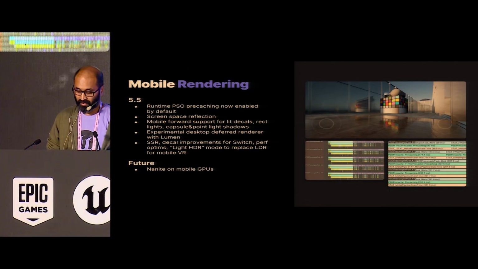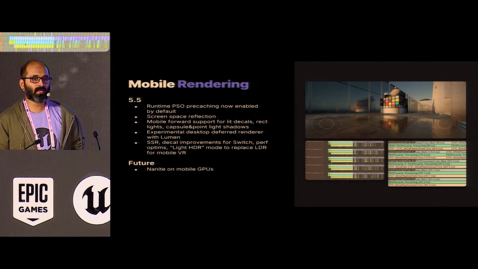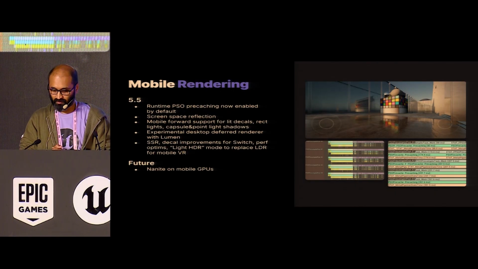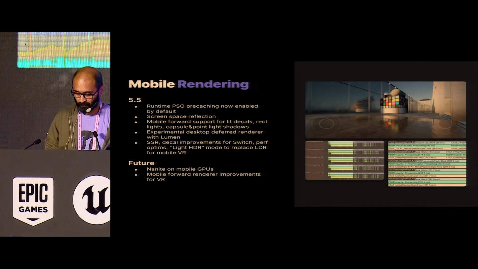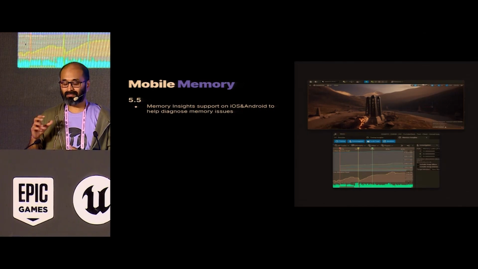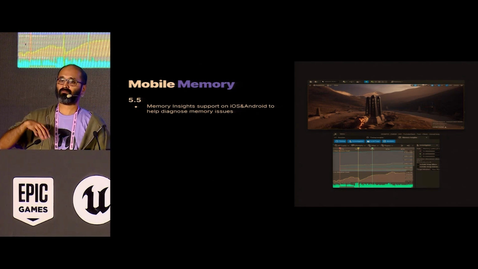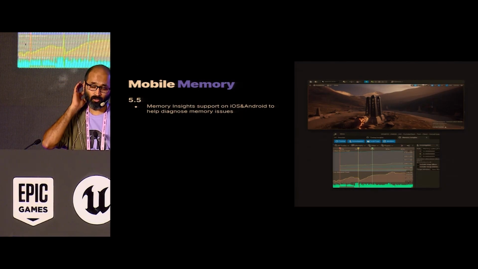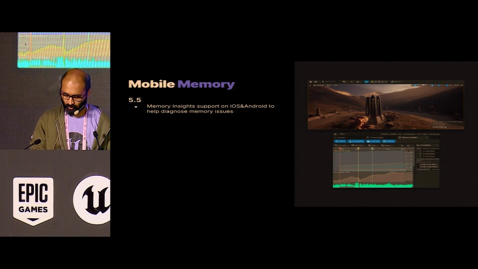So beyond 5.5, we are working very much on Nanite on mobile GPUs. We have already seen some very interesting and positive results on higher-end devices, especially on iOS devices. So that's pretty nice. And we also have mobile forward render improvements for VR. On the memory side, the memory insight support on iOS and Android is getting a nice UX overhaul, which will help us diagnose specific Android and iOS memory leaks and memory issues. So you're able to diagnose that a lot better.